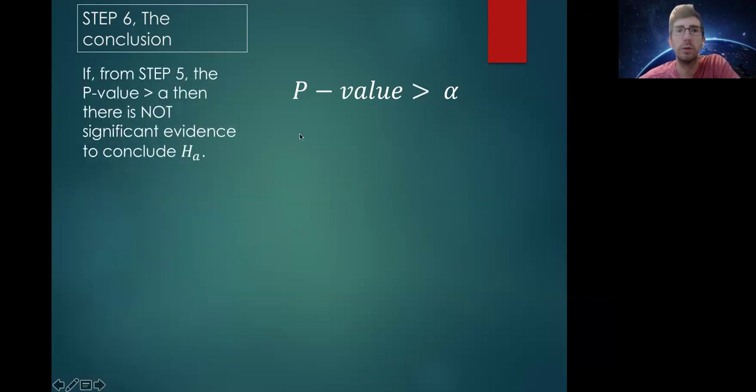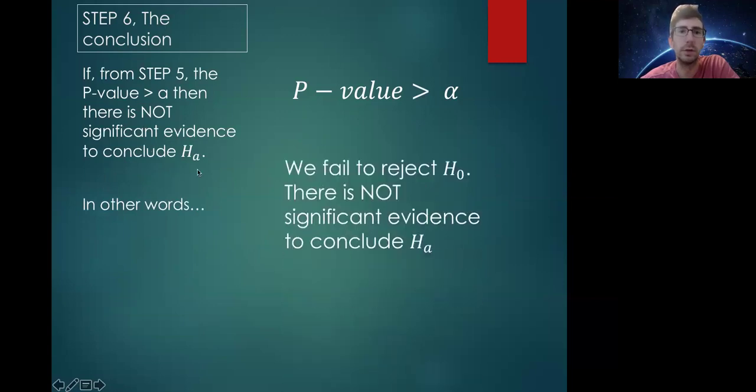And so when our p-value is greater than alpha, then there is not significant evidence to conclude HA. So in step 6, we write it out in this way. We say we fail to reject H0, and there is not significant evidence to conclude HA. Okay, so in our next videos, we will look at a couple of examples of this.